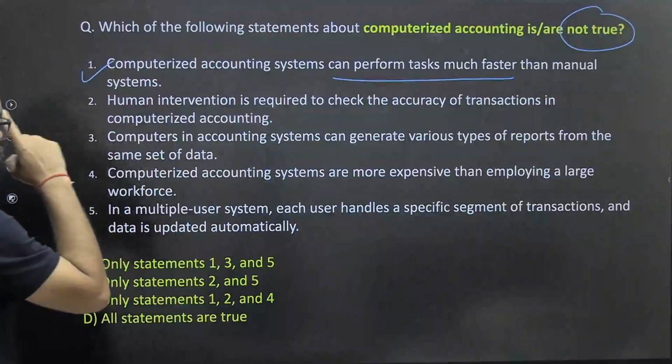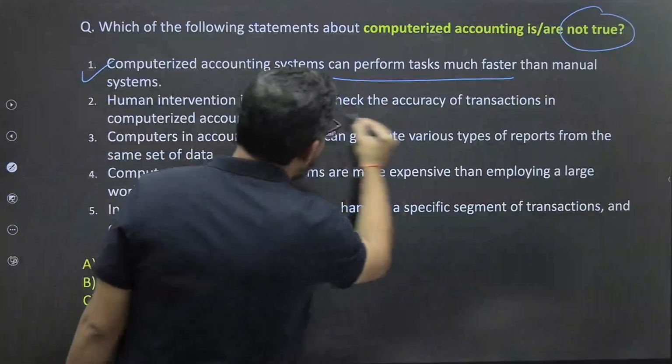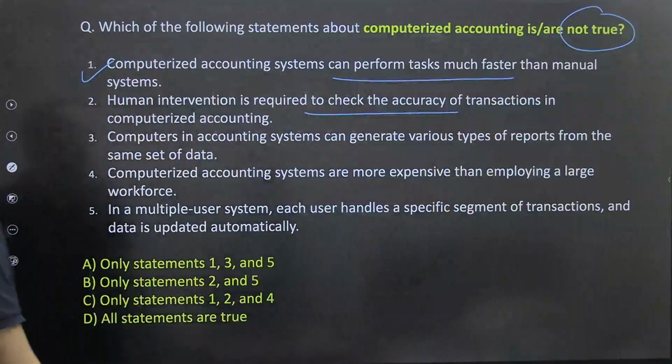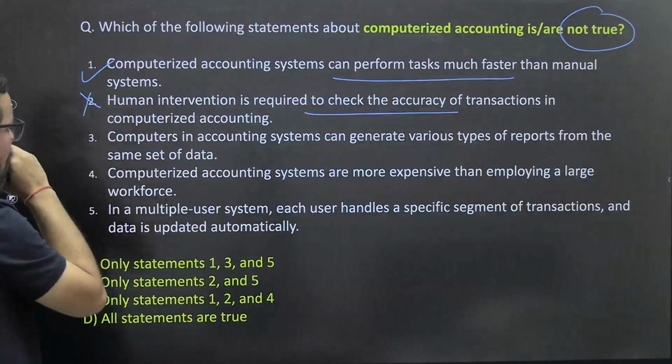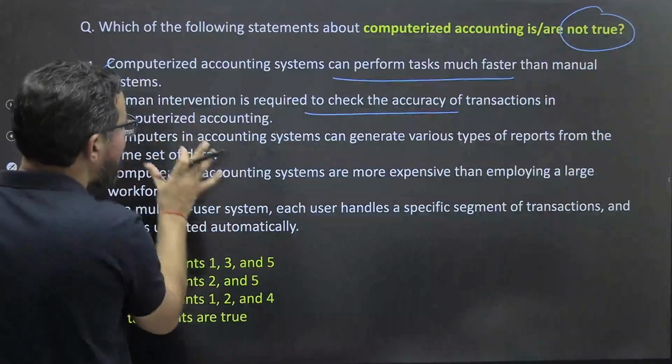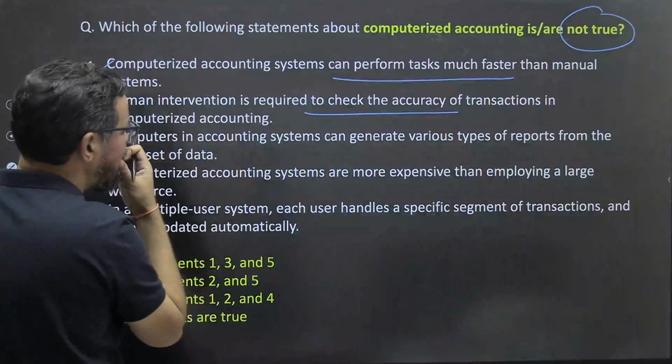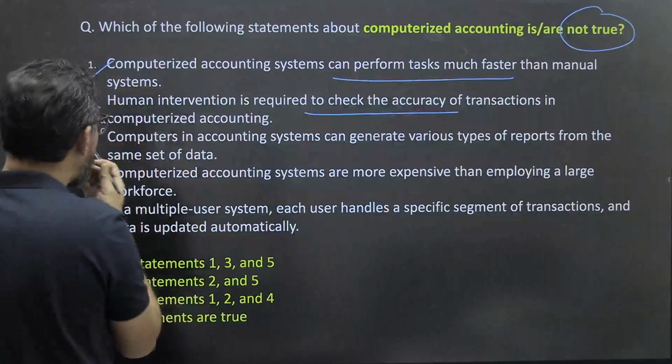100% true. Human intervention is required to check the accuracy of transaction in computerized accounting. No. Human interaction is required to check the accuracy of transaction. We do not do this thing.